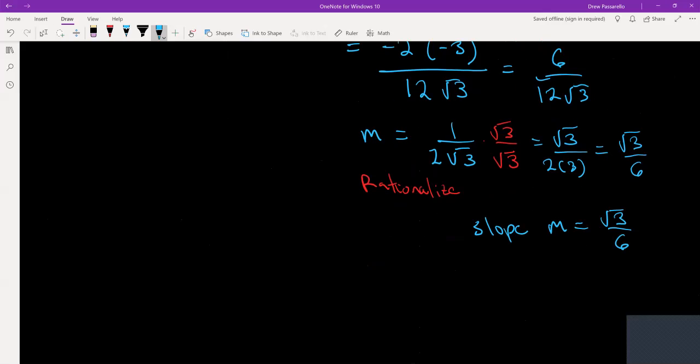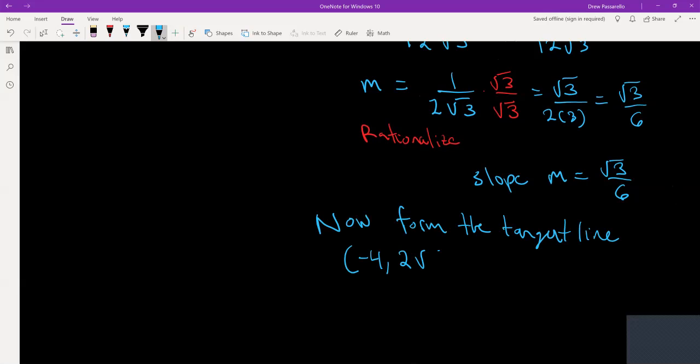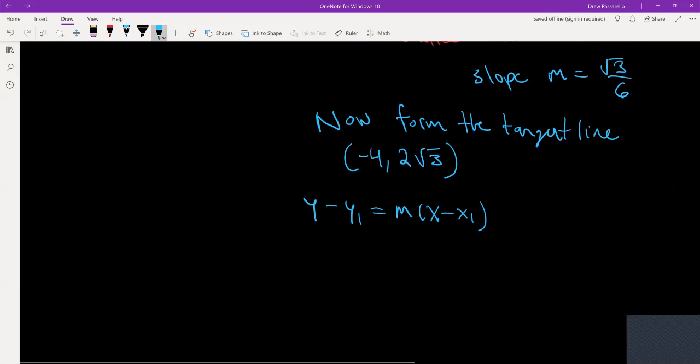All right, now we are finally pretty much done. We just got to form the tangent line. So the calculus part's not what's difficult, in my opinion. It's all the algebra steps. So the point that we were given was -4 and then 2 square root of 3. And I plug it into y minus y1 equals m times x minus x1. So I'm just plugging those coordinates in.